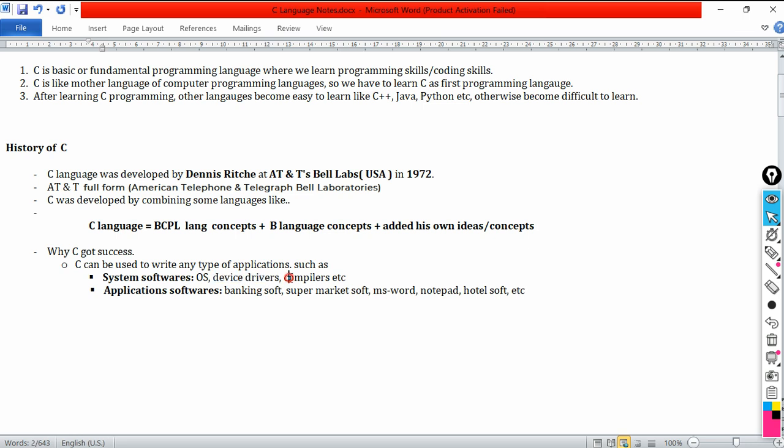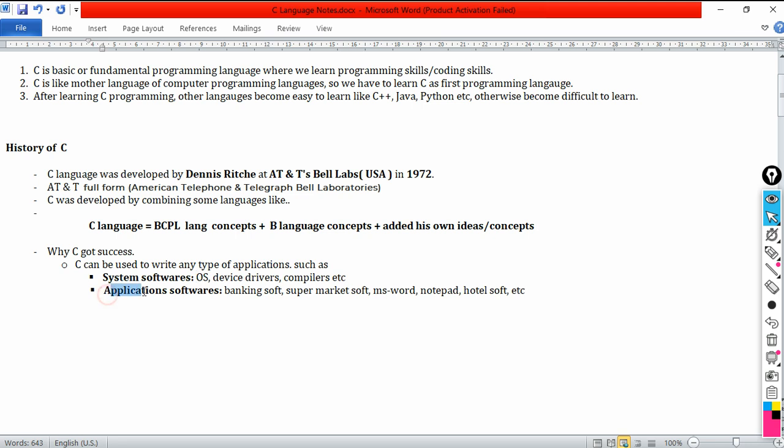Then we can write compilers. Compilers means translators. Like this, we can write system softwares in C language. System softwares help the systems to run. They are not directly useful for us, but they are helpful for systems.